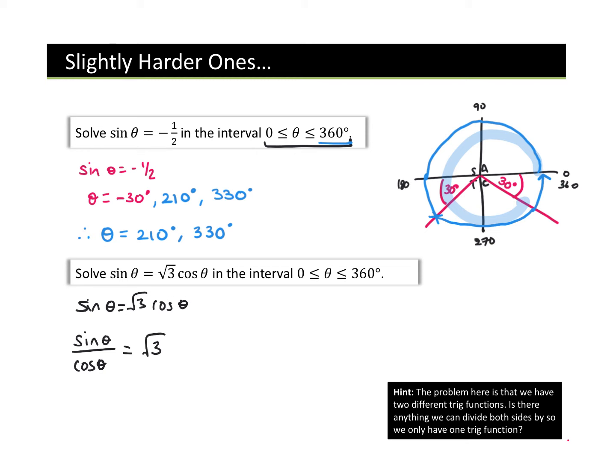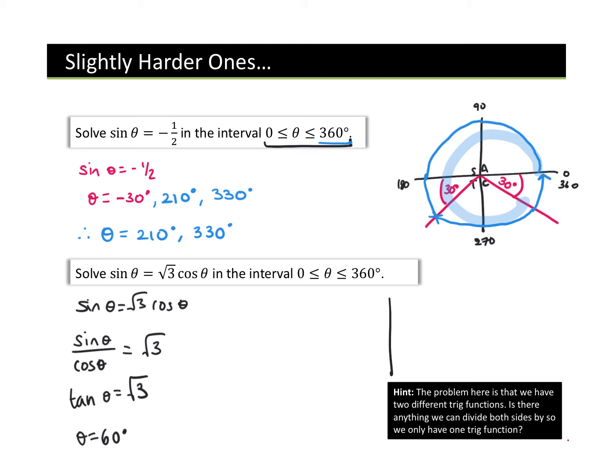Hold on a minute, what have we got? Yeah, tan. Because we know that tan theta equals sine theta over cos theta, so I'm going to substitute in and say tan theta equals root 3. Now I have one trig function. I can find my answer. So that means theta equals 60 degrees.